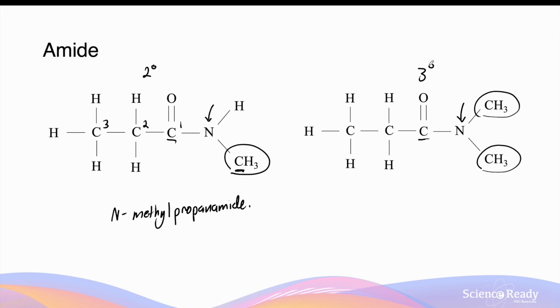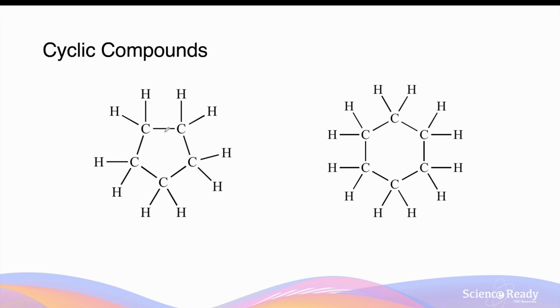If the nitrogen atom is bonded to 2 additional carbon atoms on top of the carbonyl carbon, this is what we call a tertiary amide. The name of this tertiary amide also ends with propanamide because there are 3 consecutive carbon atoms. The remaining 2 carbon atoms are 2 separate methyl groups. Both are attached to the nitrogen. So this is called N,N-dimethylpropanamide.